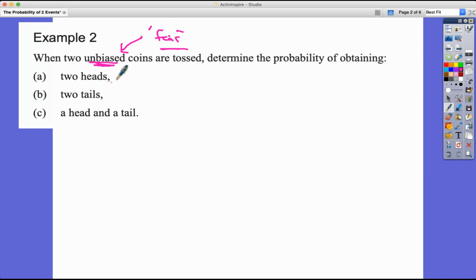So 2 coins this time. Last time it was dice and we had 6 outcomes. When we have coins, how many outcomes have we got? Well, we've only got heads and tails.